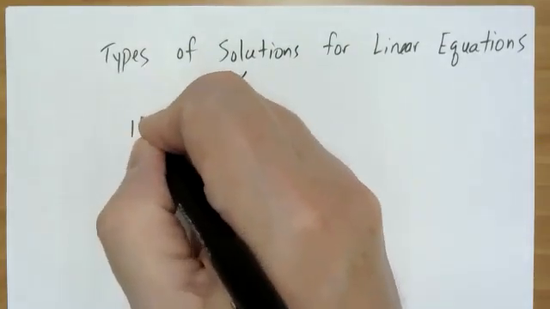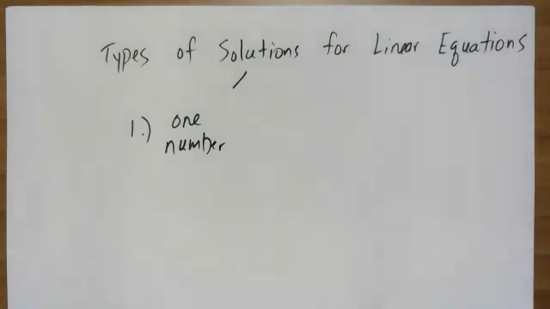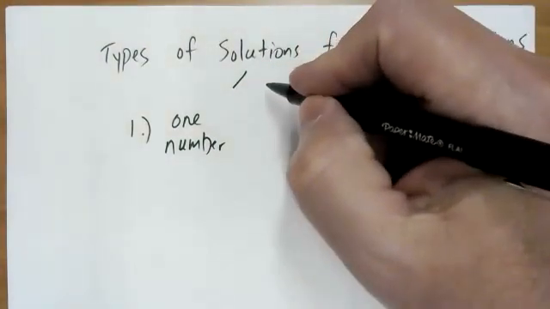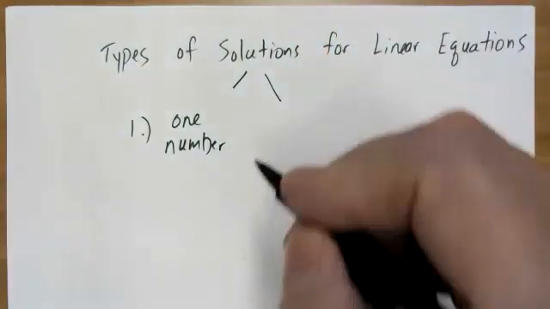The first, and maybe what I would consider the most common type of solution, is you just get a number. You're given an equation, you're asked to solve it, and you end up with x equals 4, or x equals minus 1/2. Okay, that's what we kind of expect when we're solving a linear equation. But actually, there are two other possibilities.